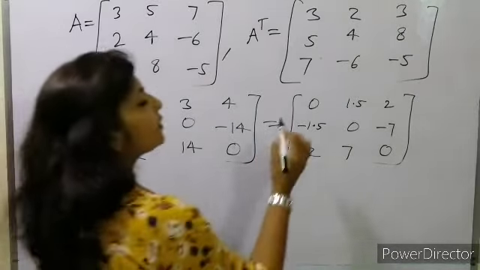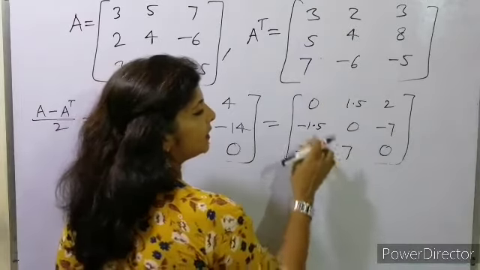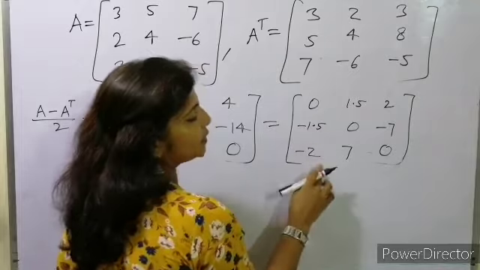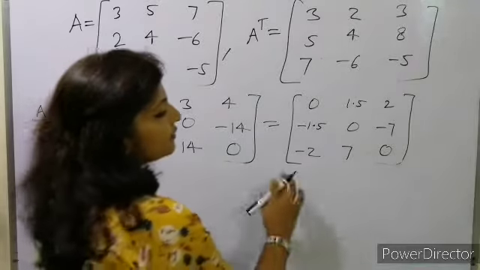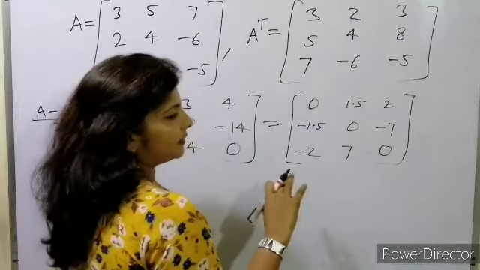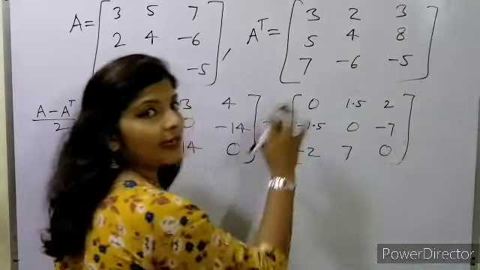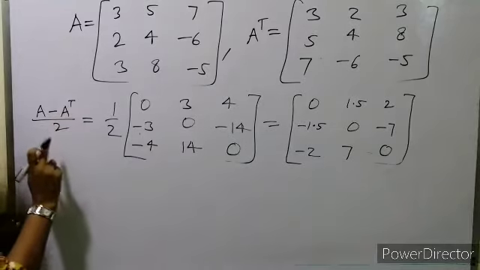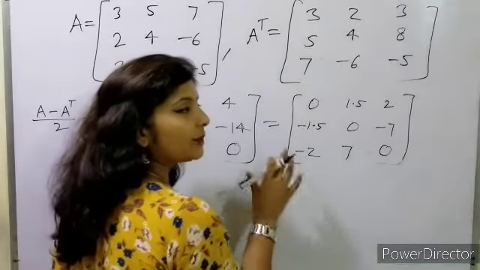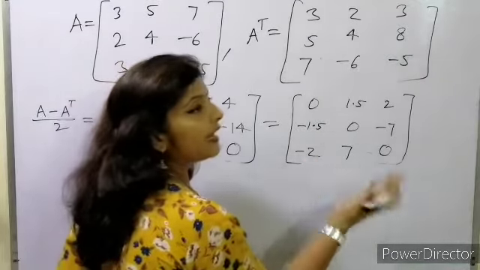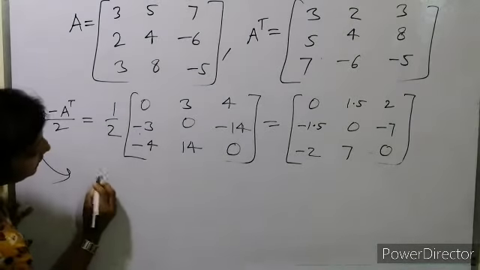Now check this. When we take this row wise 0, 1.5 and 2, and check column wise 0, minus 1.5, minus 2, when we find the transpose of this matrix, that will be the negative of that matrix. So when we find the transpose of this resultant, मतलब कि A minus A transpose divided by 2, हम देखेंगे कि इस matrix का transpose will be the negative of this matrix. So this way, this will be the skew symmetric matrix.